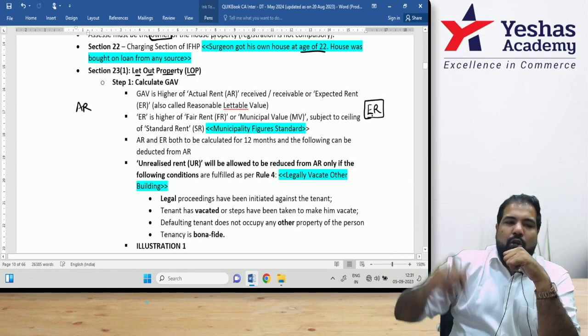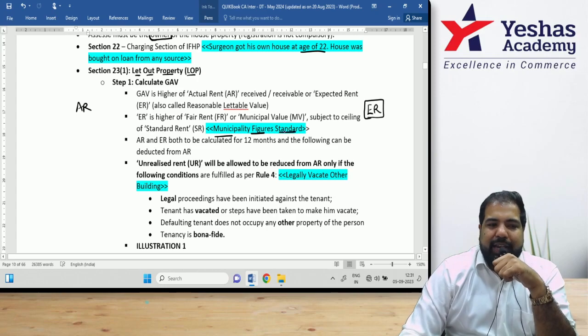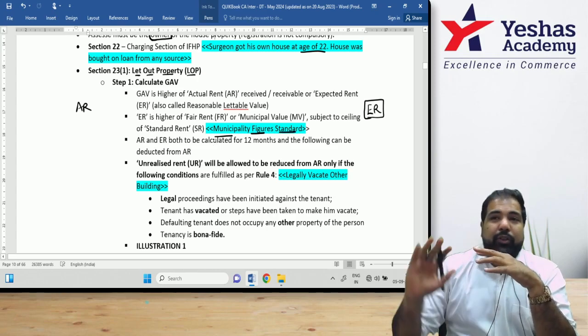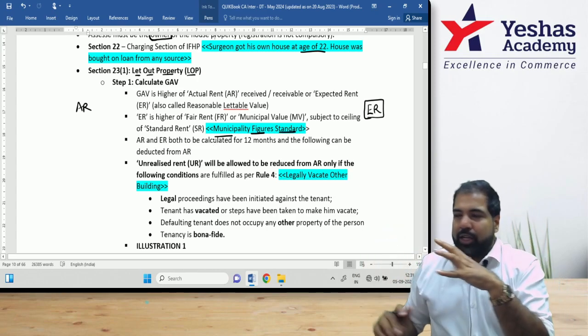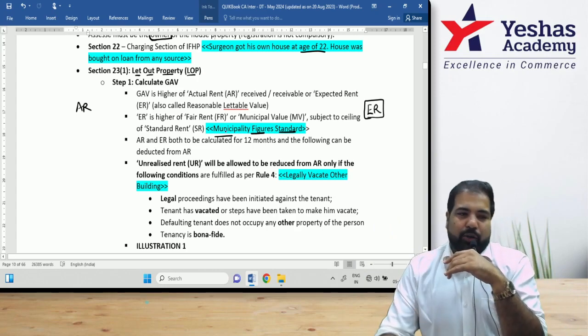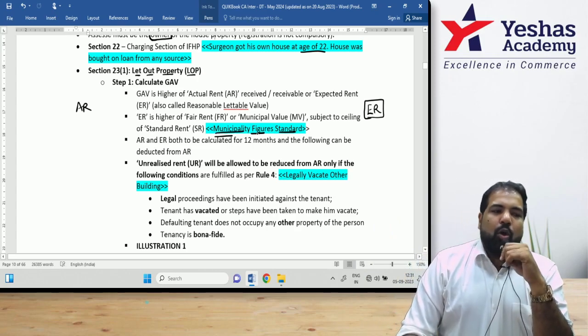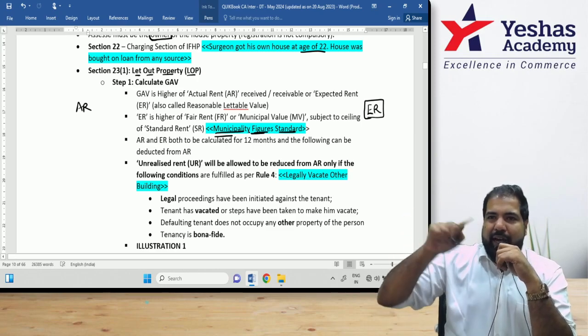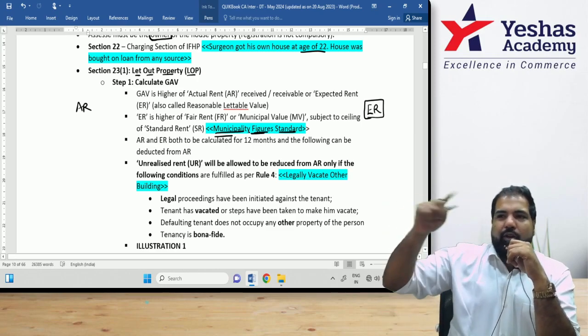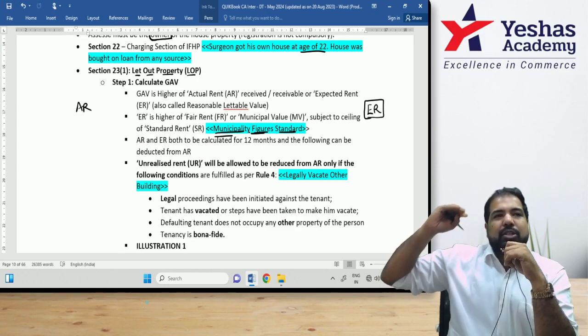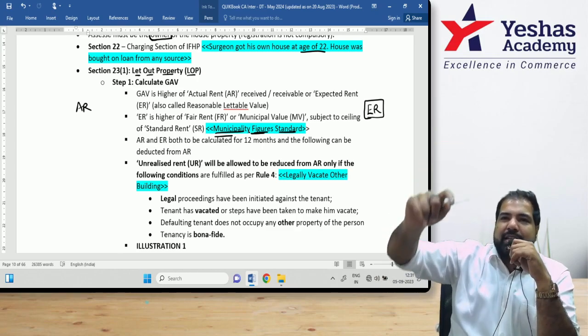There are three values: municipal value, fair rent, standard rent. They will give you these in the exam. If they don't give you, or whatever they give you, you need to manage with that. Many times they don't give you ER at all. Guys, municipal value or fair rent, whichever is higher, you have to only see that. So 8 or 9, which is higher, guys? 9. But just check, it should be within the ceiling of what, guys? Standard rent.